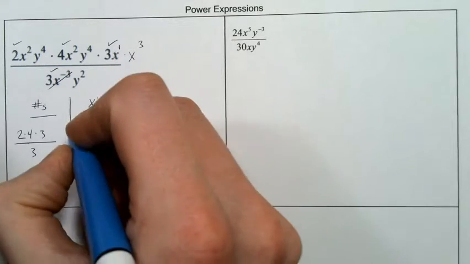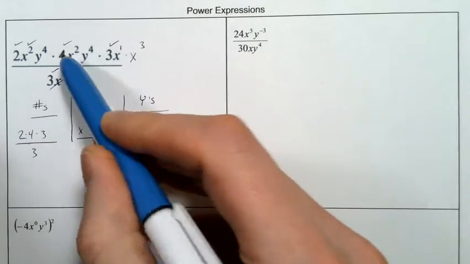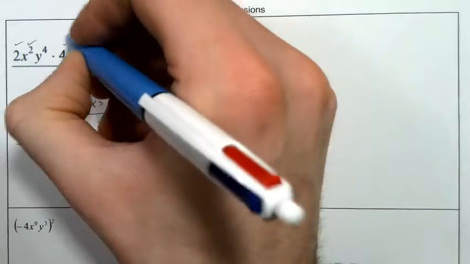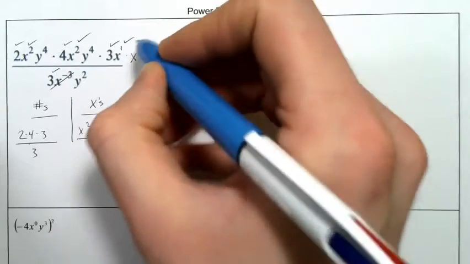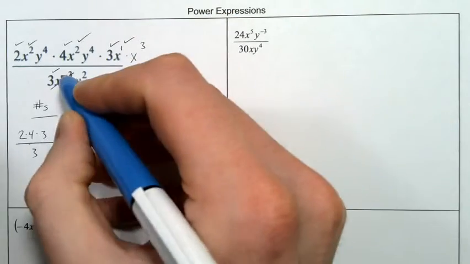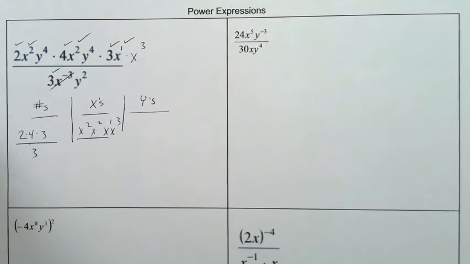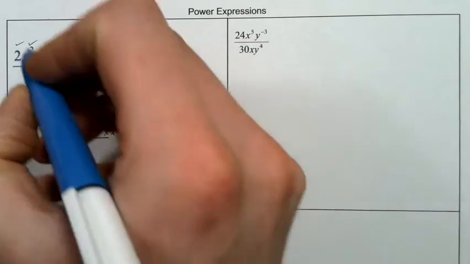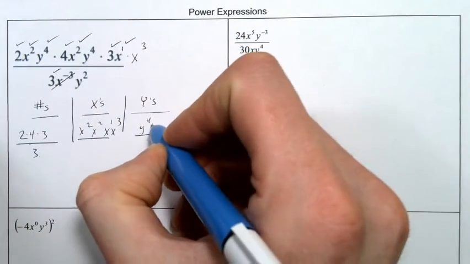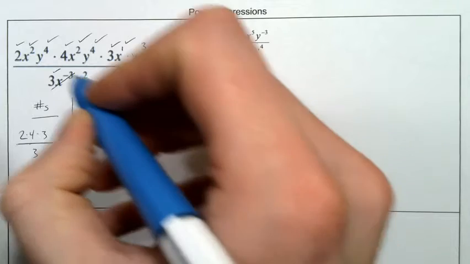In my x's, I have an x squared on top. I have another x squared on top. I have an x to the first on top. I have an x cubed that moved to the top. And I have nothing on bottom, so I didn't even really need that fraction. Next, with the y's, I have a y to the fourth on top, another y to the fourth on top, and then a y squared on bottom.